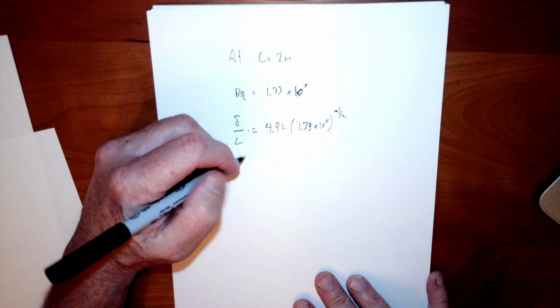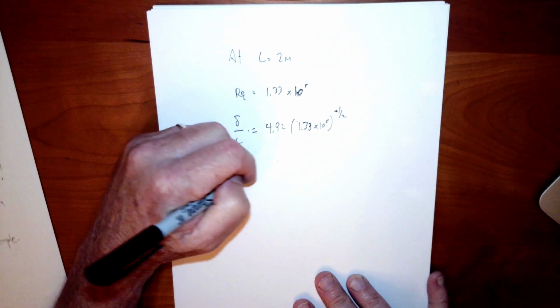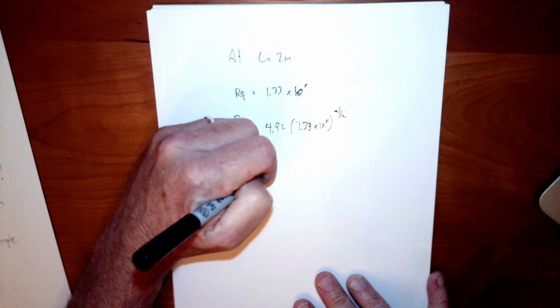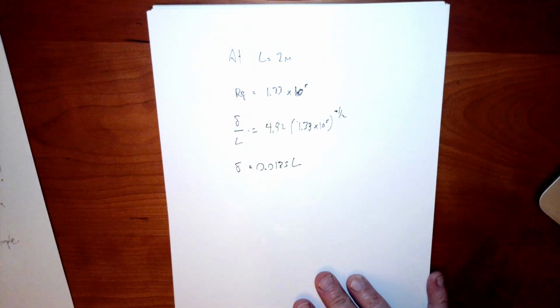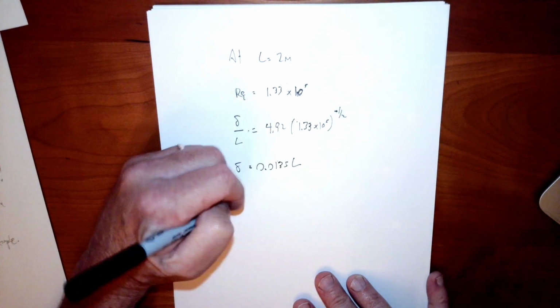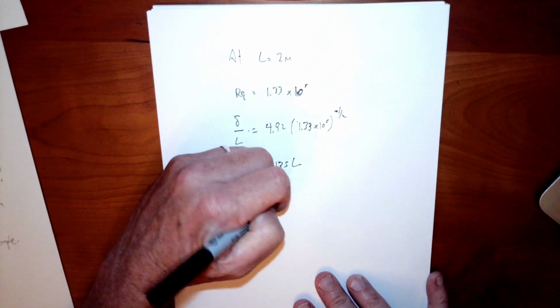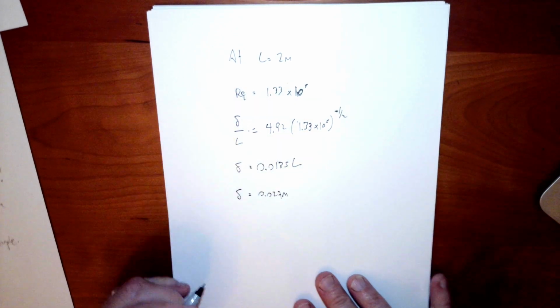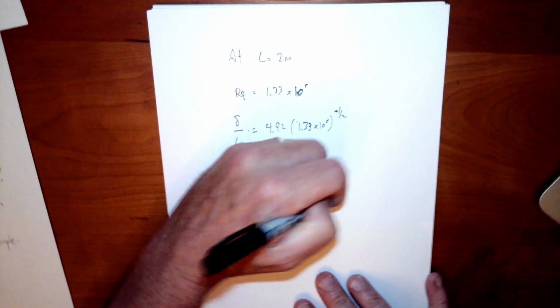When you crunch that right-hand side on your calculator, you end up with delta equal to 0.0135 times L, where I brought the L over to the right-hand side. So delta is equal to 0.027 meters when I plug in that 2 meters. That is, it's 2.7 centimeters thick.